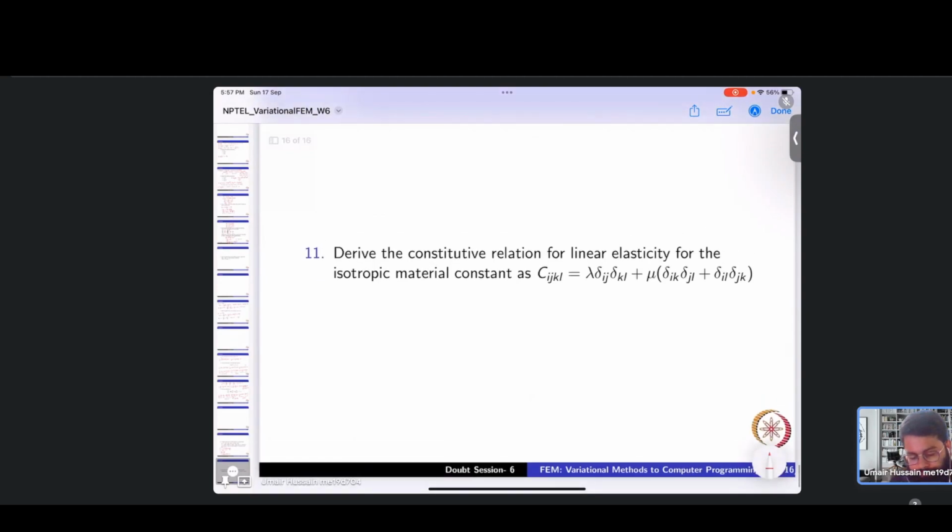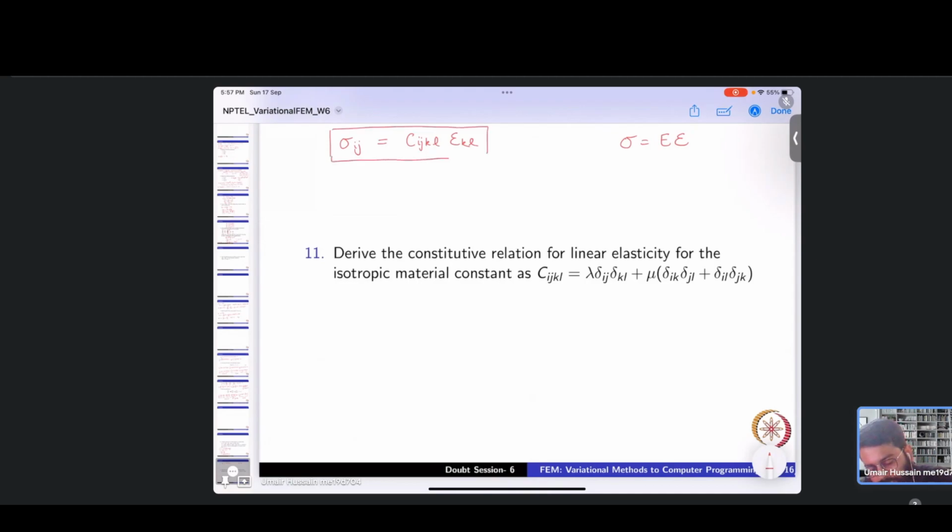Then we have a last problem. Derive the constitutive relation for linear elasticity for the isotropic material, with Cijkl equal to lambda times delta ij delta kl plus mu times delta ik delta jl plus delta il delta jk. So the stress-strain relation is given by Hooke's law. We remember that for the 1D simple case, it used to be sigma equals E times epsilon, where E is the Young's modulus. But for the multi-dimensional, multi-axial stresses and strains, we have this equation.